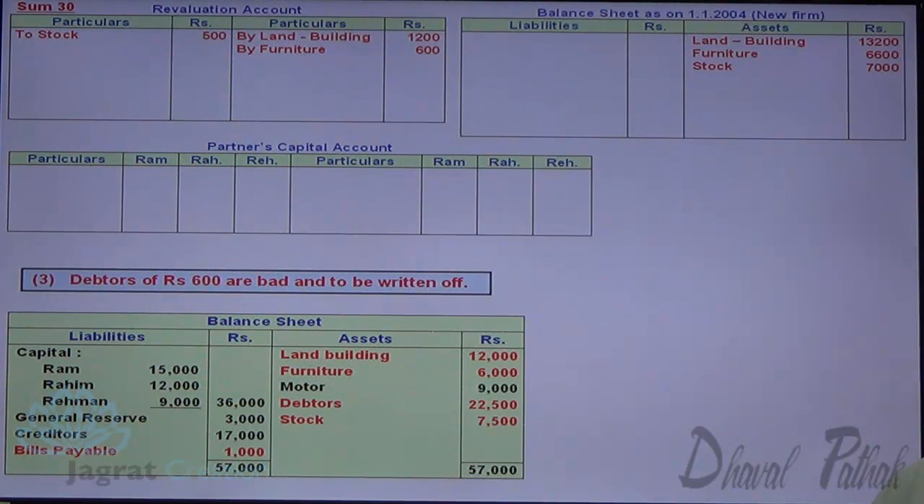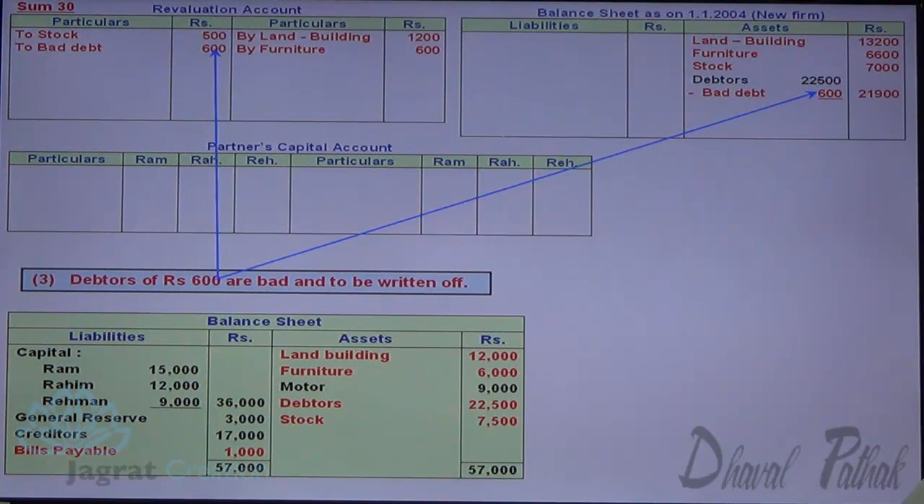Debtors of rupees 600 are bad and to be written off. So 22,500 is the value of debtors. From that, 600 is the bad debt that is lost, deducted therefrom. So 21,900 will appear in the balance sheet, and revaluation account gets debited with bad debt 600. Journal entry for that is revaluation account debit to debtors account, but in narration we write bad debts, and that is deducted from debtors on the face of balance sheet.